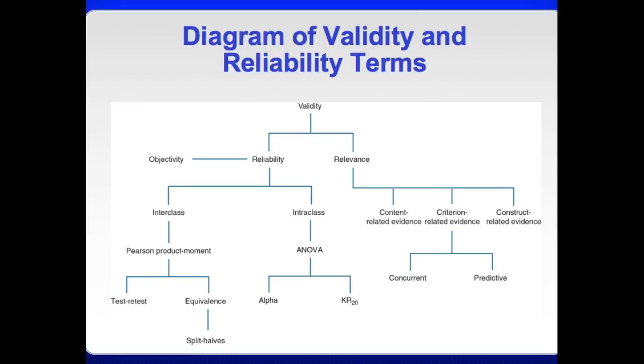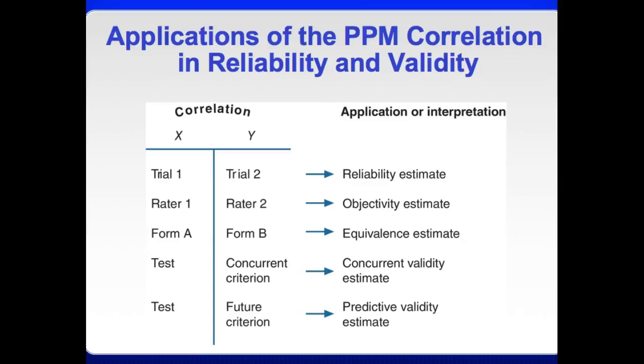And here's the diagram of validity and reliability terms. You can see your objectives, reliability, relevance, which comes down to concurrent or predictive. Here's your ANOVA, and then here's your split-halves test. Applications of the PPM correlation in reliability and validity. You can see your reliability, objectivity, equivalence, concurrent, and predictive all right there.